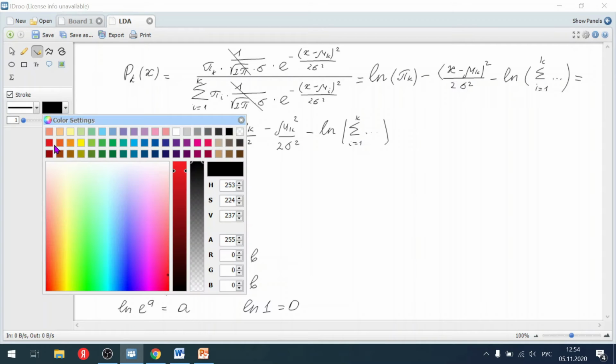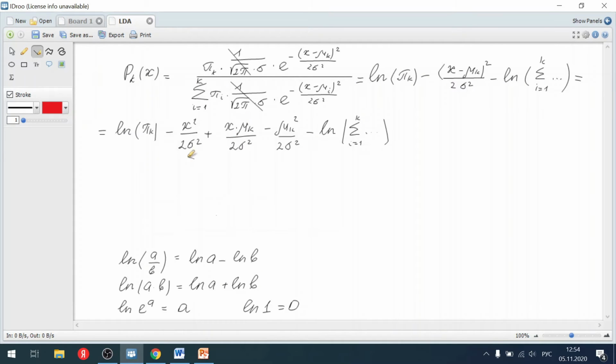Now let us underline the expressions that depend on the class k, which will be different for different classes. This expression depends on k. This summand doesn't depend on k. This one depends on k. Again depends on k. And this logarithm doesn't depend on k because the denominator is the same for all the classes.